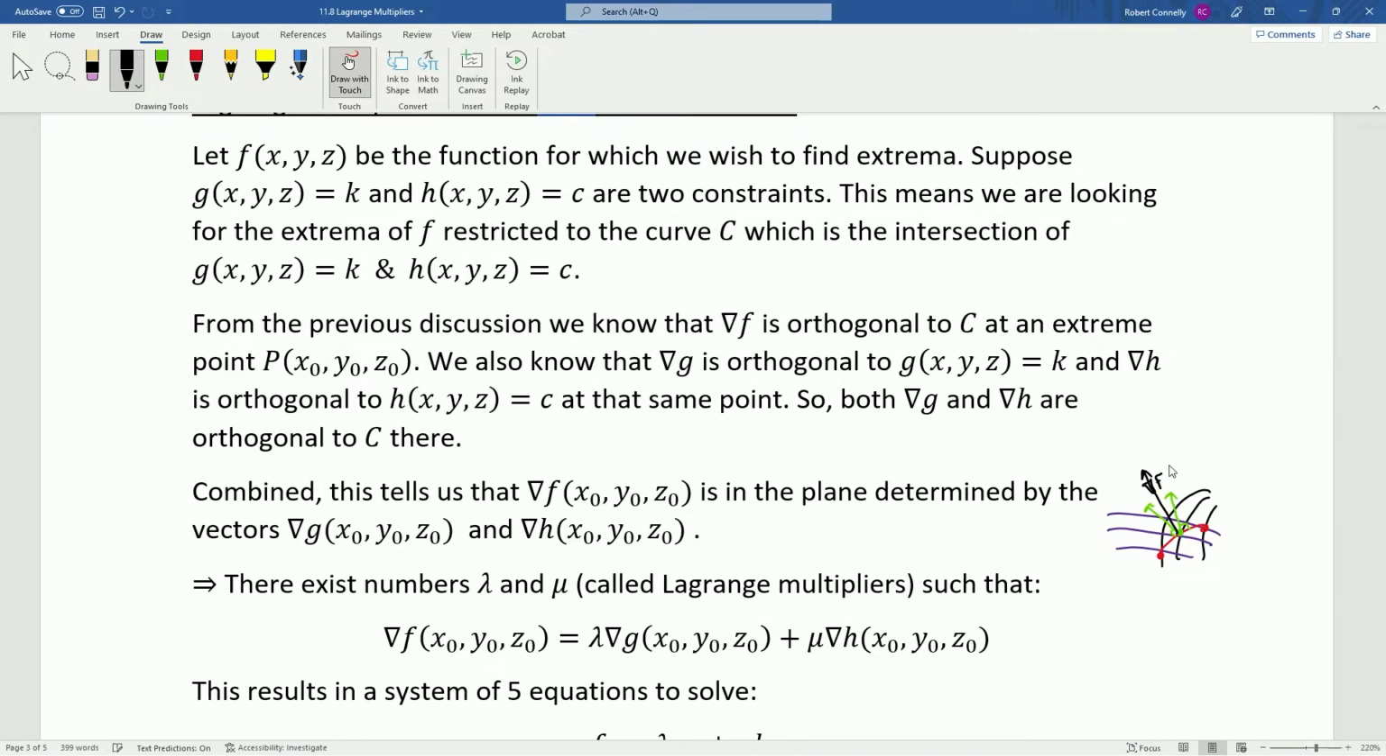The gradient of f. Point being that if the gradient of f is in the same plane as them, then you can represent it as a sum of constant multiples of those 2 other vectors. So a constant lambda times the gradient of g plus the constant mu times the gradient of h. We're just saying you can combine these 2 vectors in some way. You might have to shrink one or stretch one out, whatever, to get to the same vector as f. So that's this relationship here. The gradient of f at the point equals lambda times the gradient of g at the point plus mu times the gradient of h at that point.